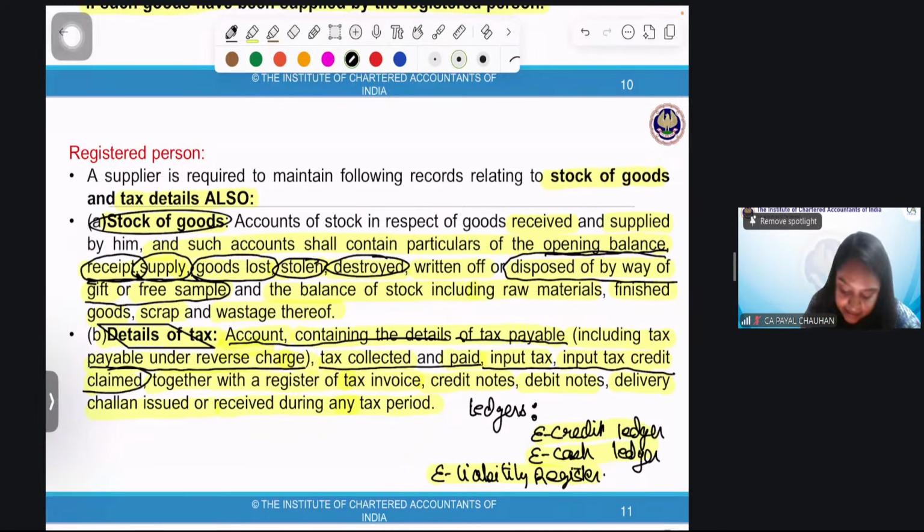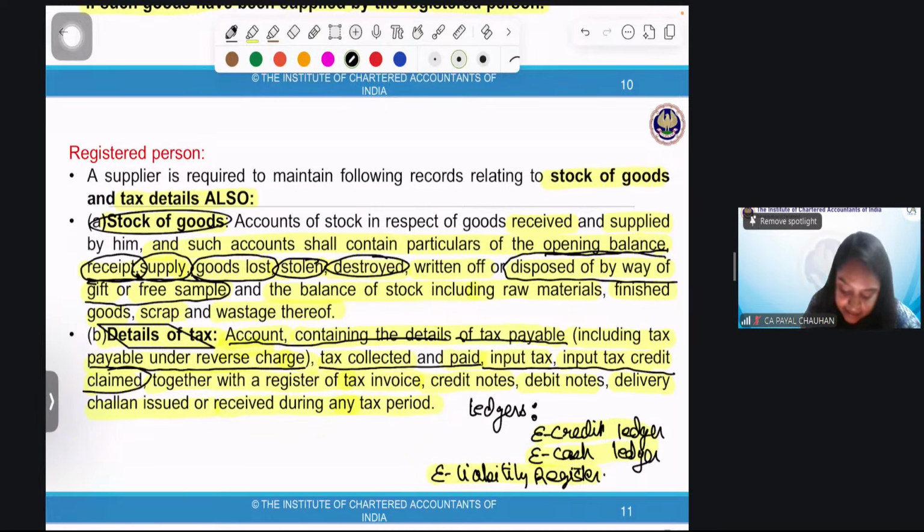My liability register was rupees 1000 and my credit ledger was rupees 70. Now tell me what I need to do. Take it as a personal example. Yes, I have to top up my e-cash ledger by 30 rupees in order to make the tax payment liability. Very good.